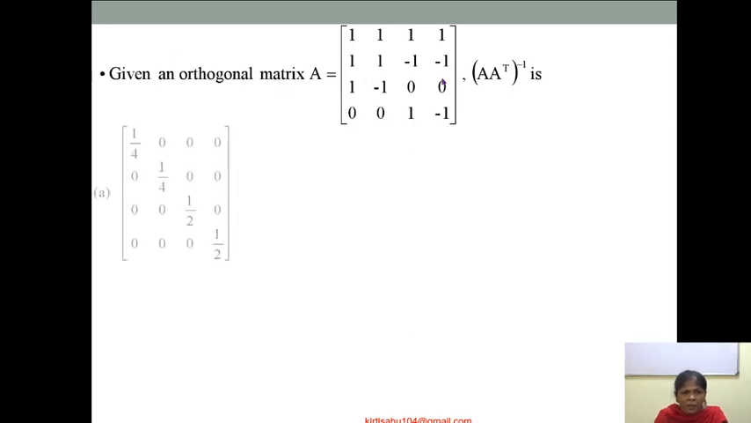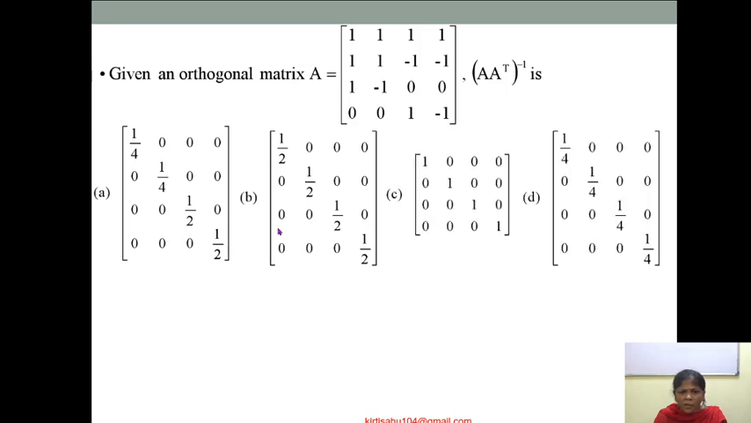Given an orthogonal matrix, what is the value of (A into A transpose) inverse? So here we want the inverse of A into A transpose. These are the options given. Now what students generally do is find A into A transpose and then start calculating the inverse of this. I am not going with this, because here one special thing is mentioned in this matrix. What is that? The orthogonal matrix, and we know the property, or we can say the definition, of an orthogonal matrix, that is A into A transpose is equal to I.